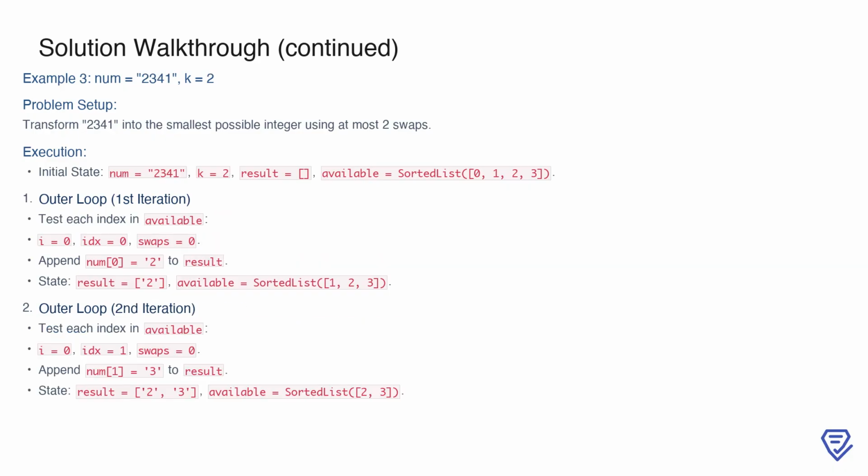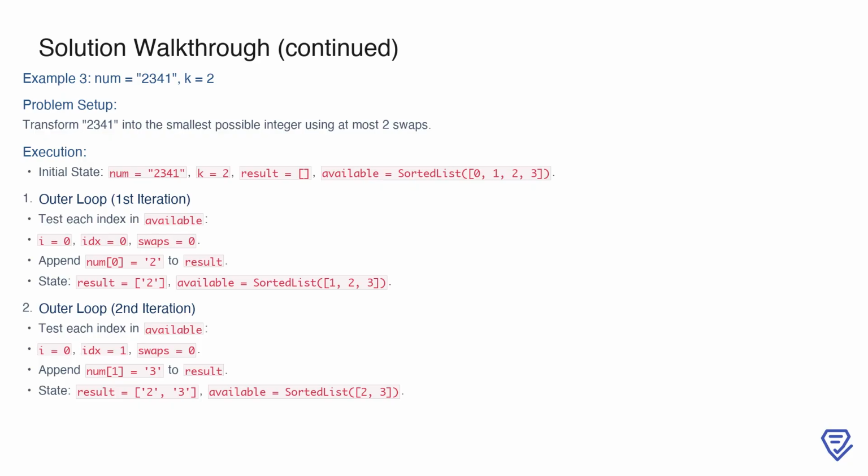Now let's consider the third example, where the number is 2,341 and we have up to 2 swaps available. As before, we initialize our variables with an empty result list and available containing all indices. In the first iteration of the outer loop, we evaluate the smallest digit that can be moved to the first position. Checking index 0, we find the digit 2 is already the smallest and in the correct position, requiring 0 swaps. We append 2 to the result, remove its index from available, and move to the next iteration. The result is now 2, and the remaining indices are 1, 2, 3.